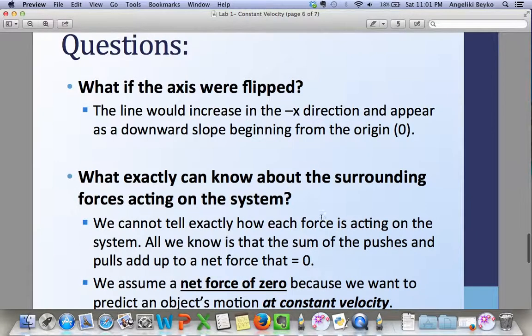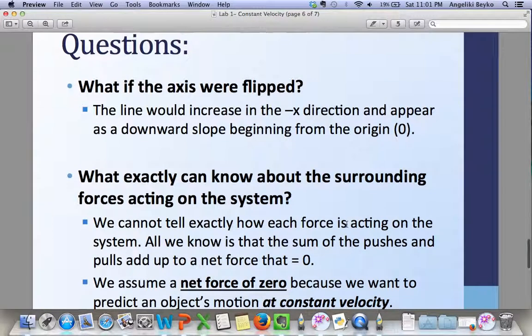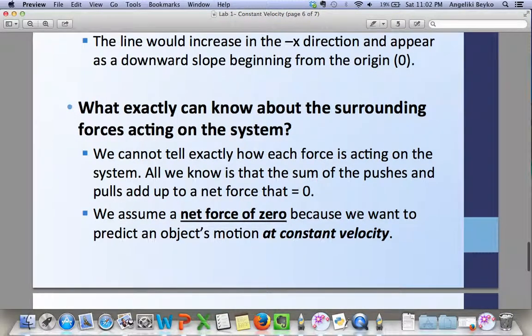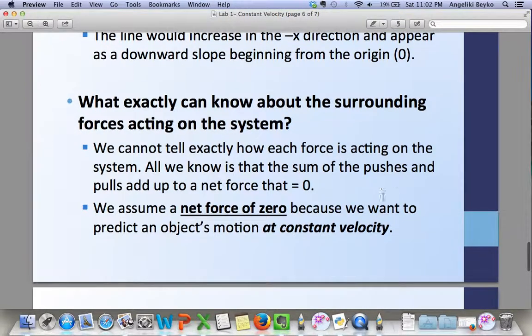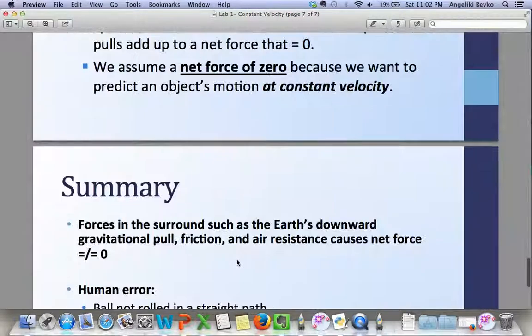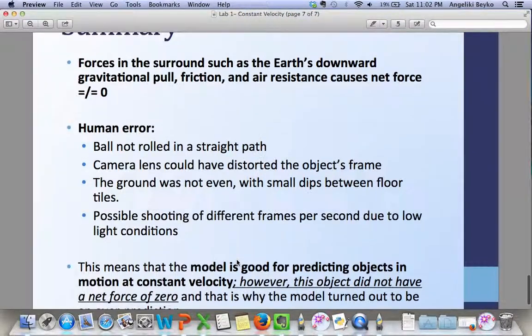So questions: what if the axes were flipped? If the axes were flipped, then instead of going in the positive x direction with an upward slope, it would be increasing in the negative x direction, and it would appear as a downward slope beginning from the origin 0. What can we know about the surrounding forces acting on the system? While we can't tell exactly how each force is acting on the system, all we know is that the sum of the pushes and pulls add up to a net force that equals 0. We assume a net force of 0 because we want to predict an object's motion at constant velocity. So I'll show you the graph and then we'll summarize.